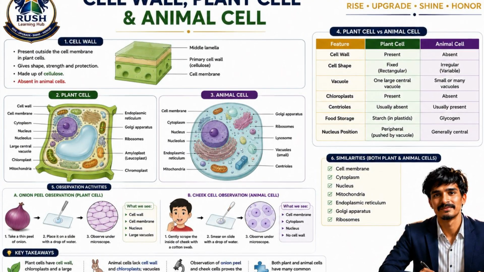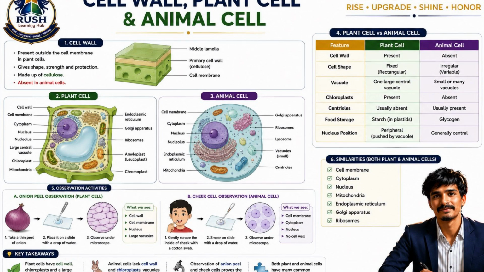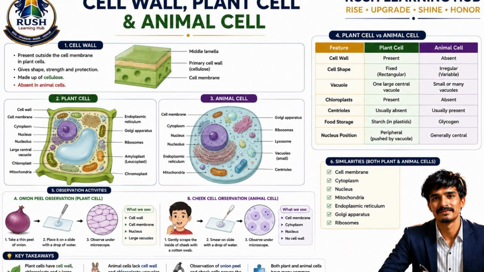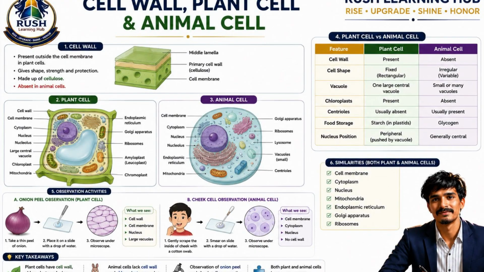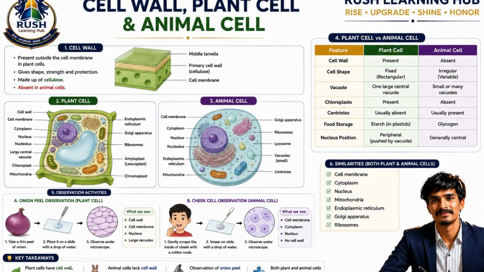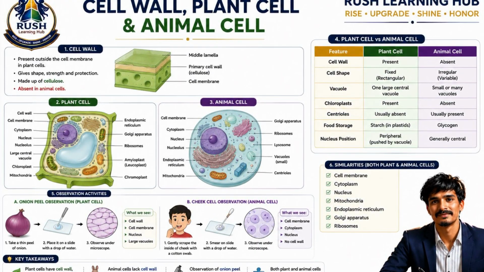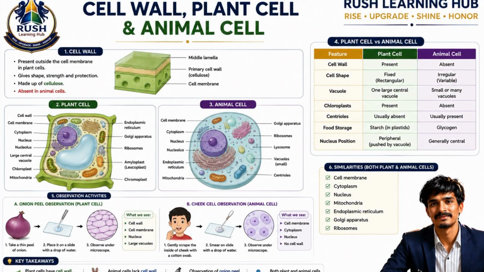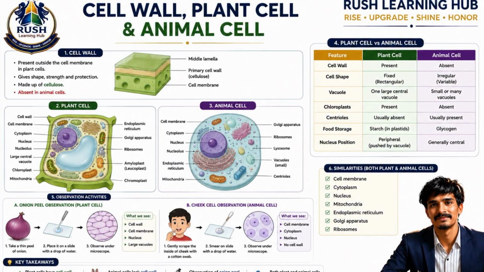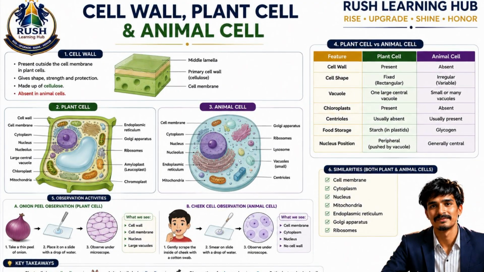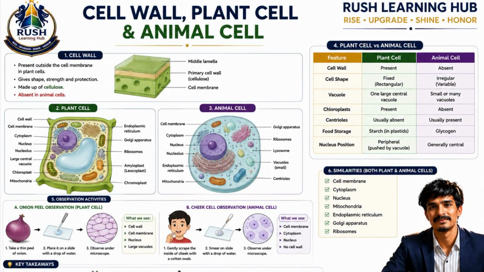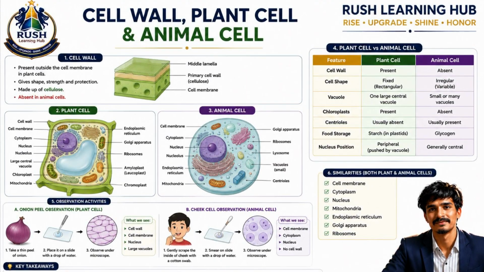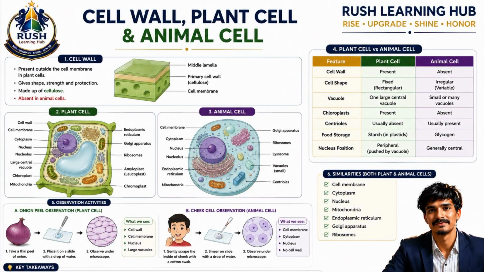The fourth difference is vacuoles. Plant cells generally contain one large central vacuole, while animal cells contain many small vacuoles or sometimes none at all. The fifth difference is food storage. Plants usually store food in the form of starch, whereas animals store food in the form of glycogen. Despite these differences, plant cells and animal cells share many common structures.